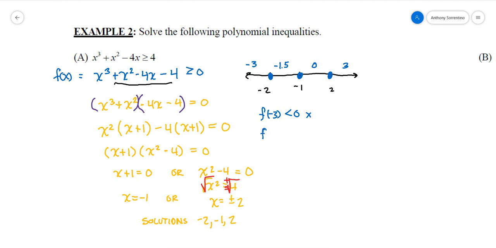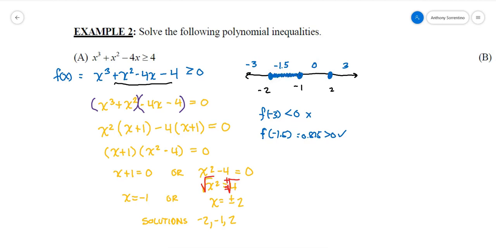If I do f of -1.5, that's a little bit more problematic because you have to do that calculation. I get 0.875, which is in fact greater than 0. That is going to make that inequality true. So for f of x greater than or equal to 0, I'm going to shade this in.